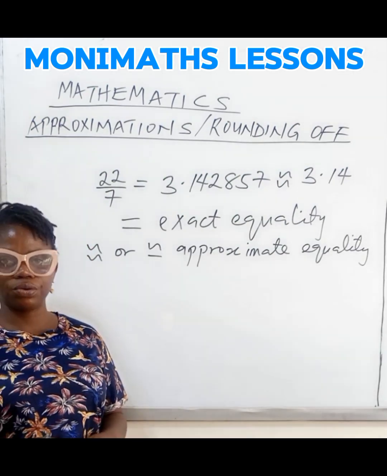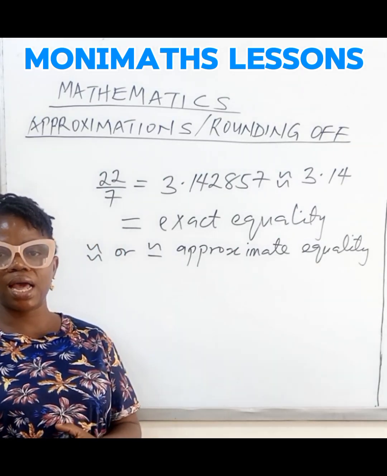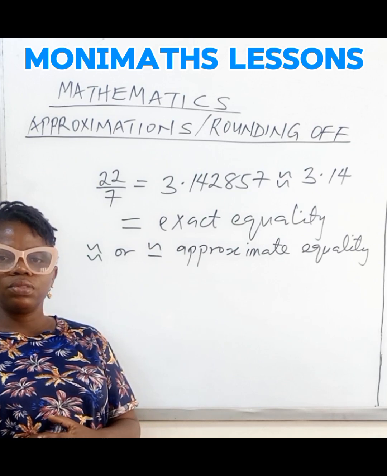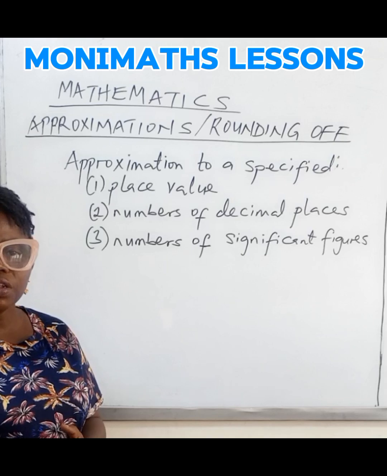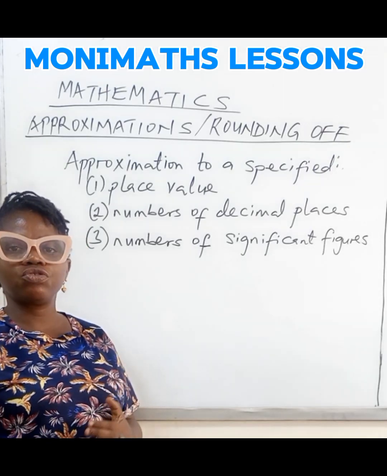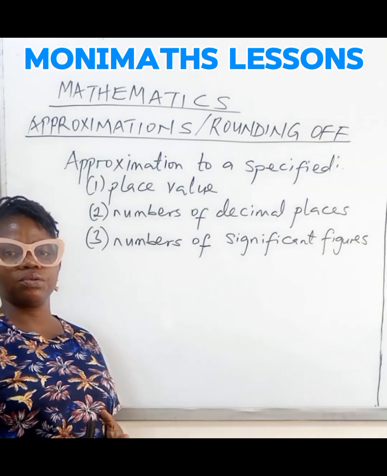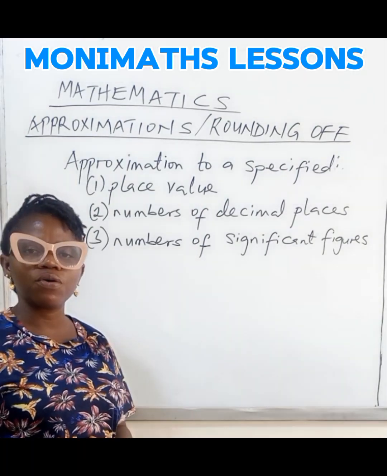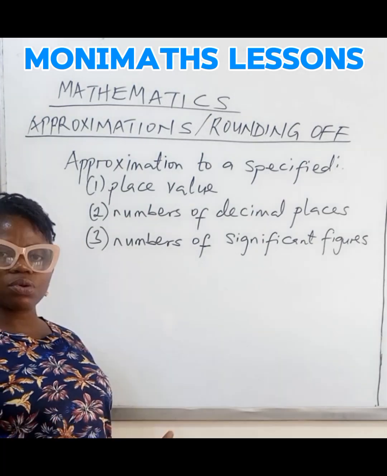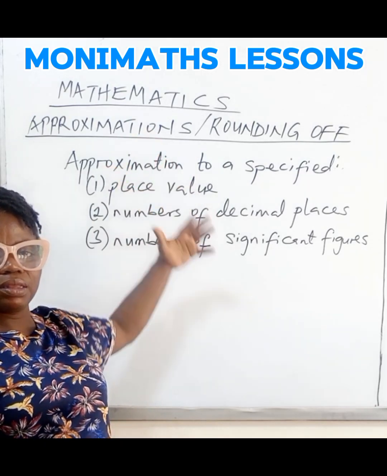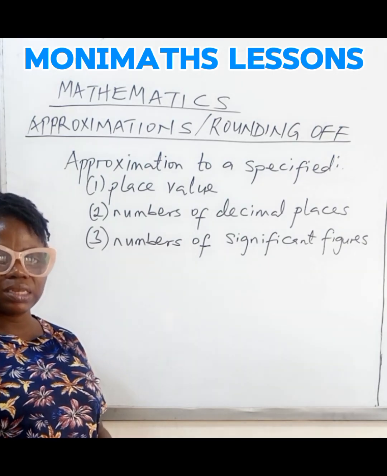side of the question. There are 3 areas of approximation we'll be looking at in this lesson, and they are approximation to a specified place value, approximation to a specified number of decimal places, and approximation to a specified number of significant figures. It is possible to approximate a particular number to these different specifications. Let us look at examples to drive home the lesson.